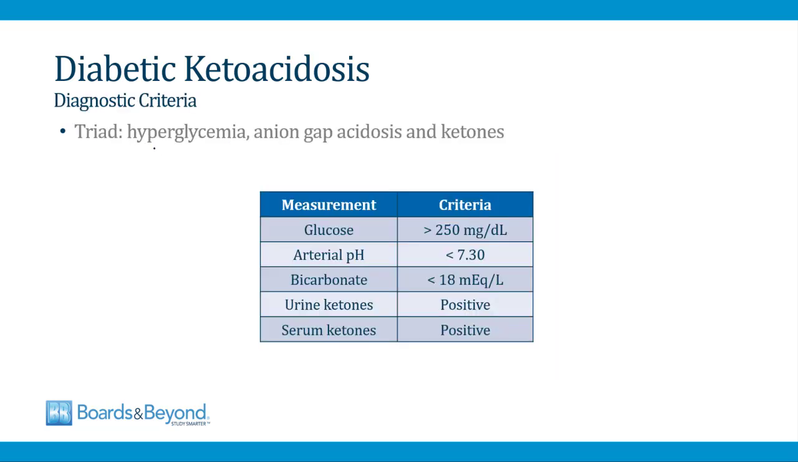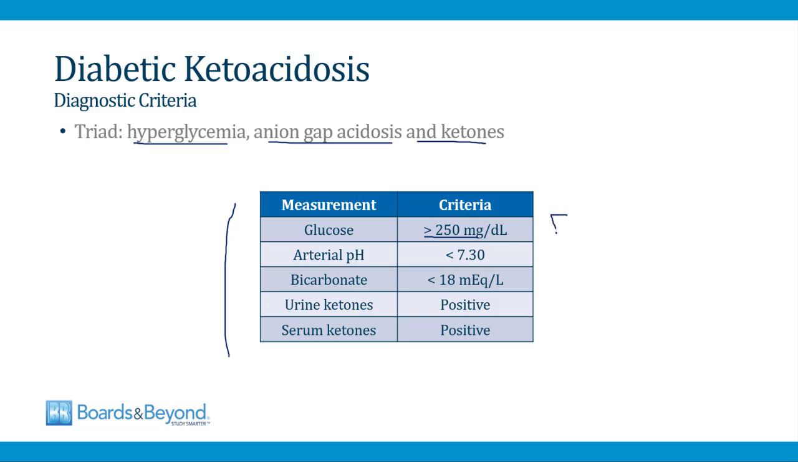So the diagnostic criteria for DKA are the triad of hyperglycemia, an anion gap acidosis, and the presence of ketones in the plasma. Typical lab values that you will see are shown in this table. So the glucose level is almost always above 250. It has to be significantly elevated for DKA to develop.